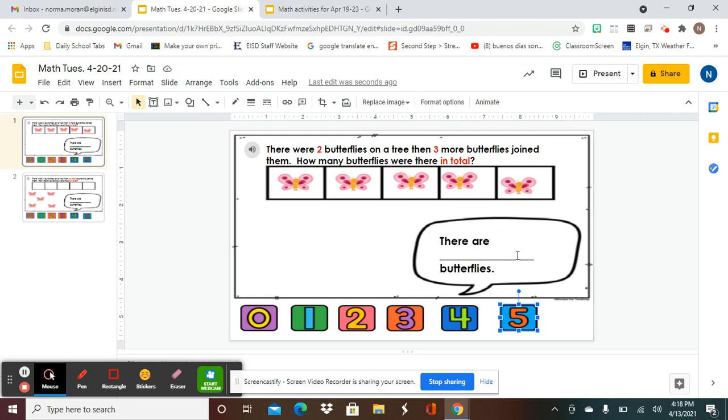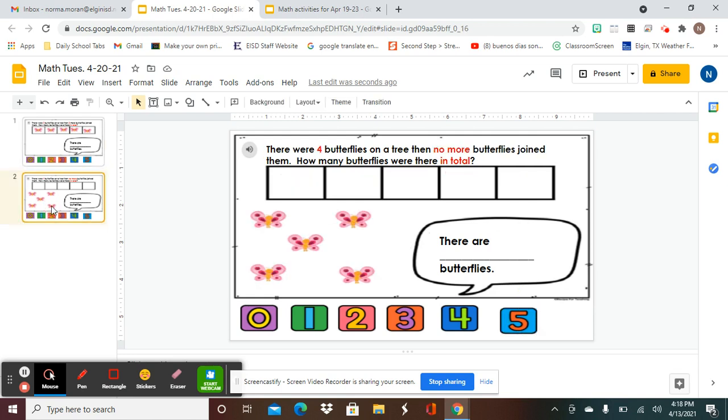All right, let me read the second one. The second one says, there were 4 butterflies on a tree. Then no more butterflies joined them. How many butterflies were there in total? So there were 4 at first. You're going to move 4 butterflies up here. No more came. So if no more comes, that means how many more butterflies came? No more is 0. So you're not going to add any more. So I'm giving you a clue there.